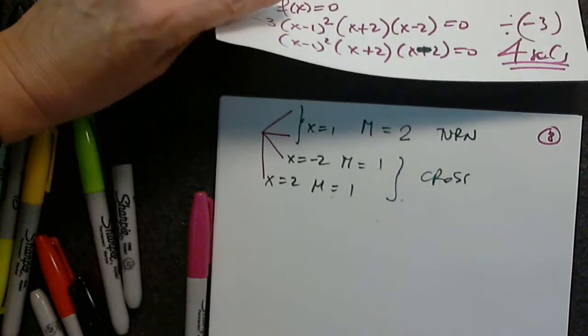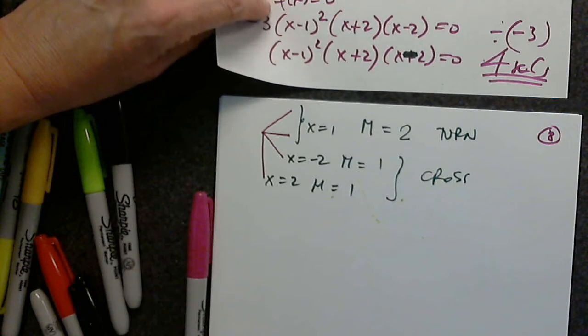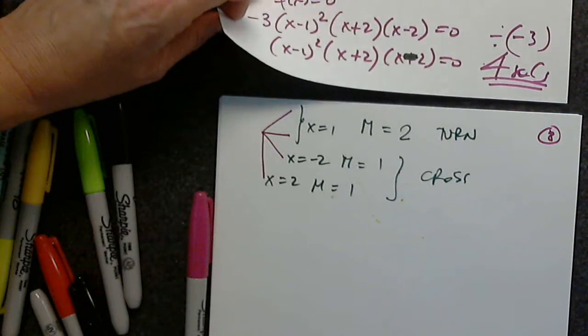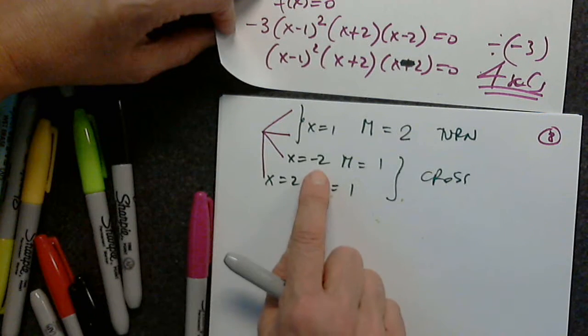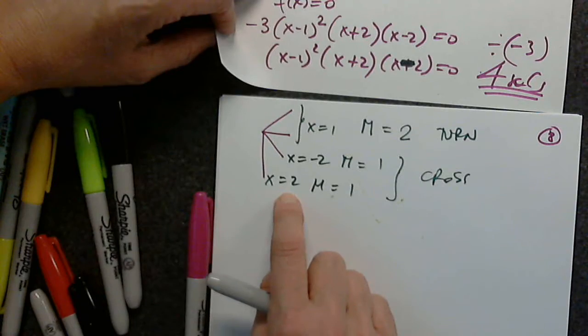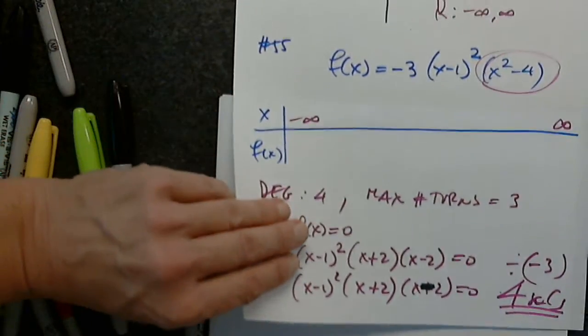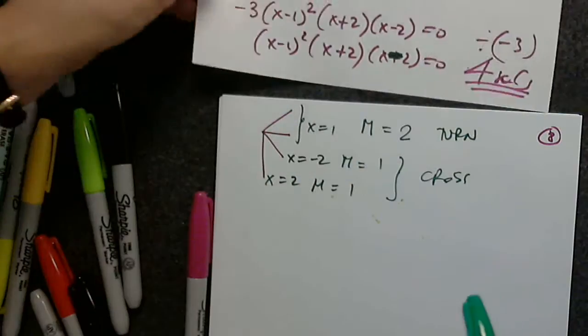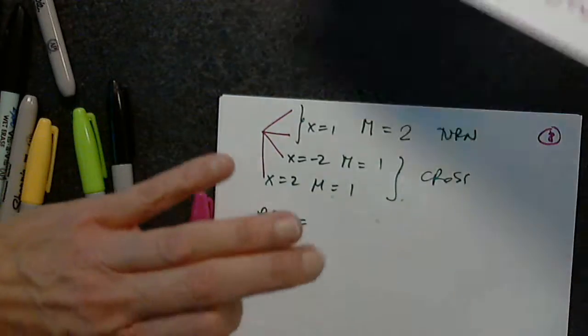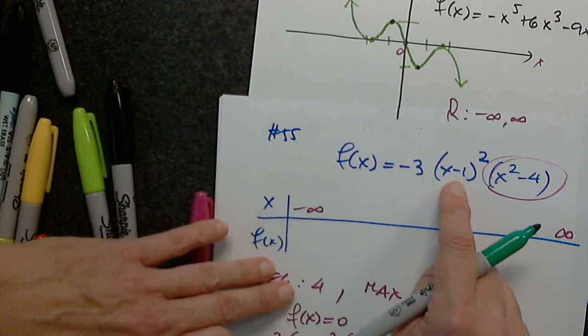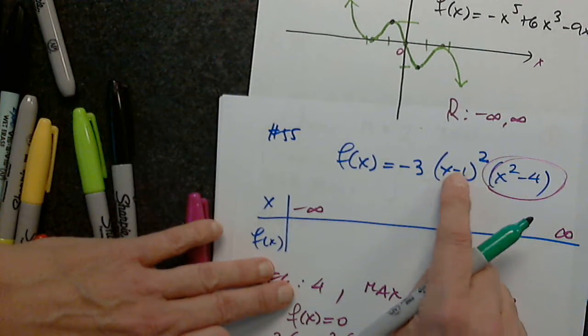So I put these in the table, and then we'll discuss symmetry in a minute. But a function that has a turn at 2 and crosses at negative 2 and 2, it's not going to be symmetric. But I have to write at least a little sentence. So I have, and also let's determine f of 0, the y-intercept. Let's do this together. 0 minus 1, negative 1 squared.